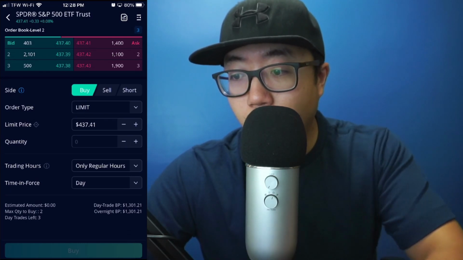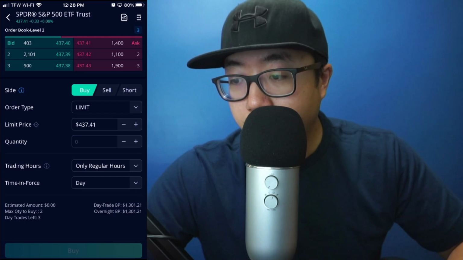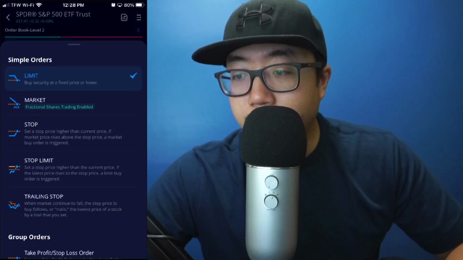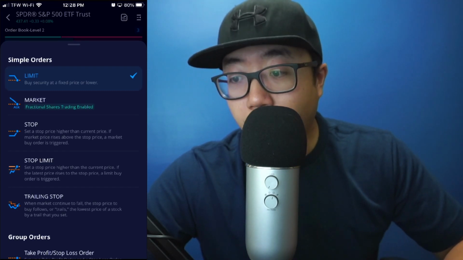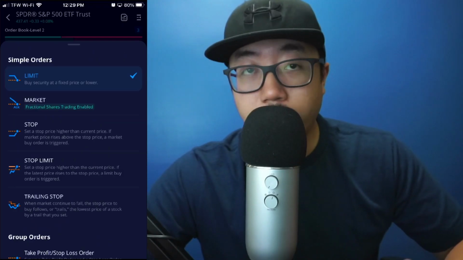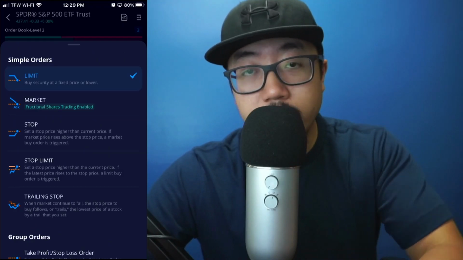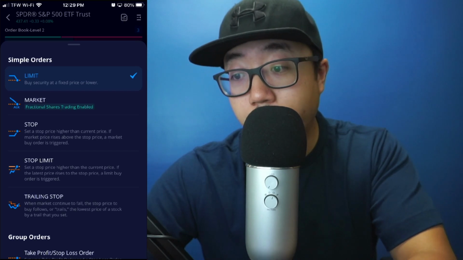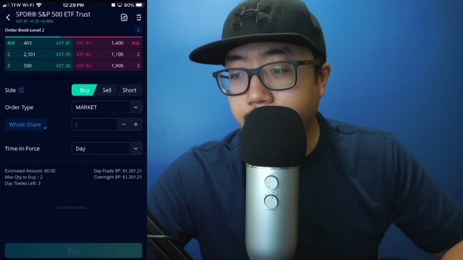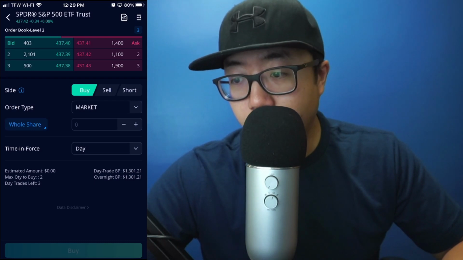So under order type where it says limit, you're going to click on that, and under simple orders, you'll see multiple options: limit, market, and under market, you'll see fractional shares trading enabled. That means that this share is eligible to buy fractional shares of. So we're going to click on market, and under order type, you'll see in blue, whole share.